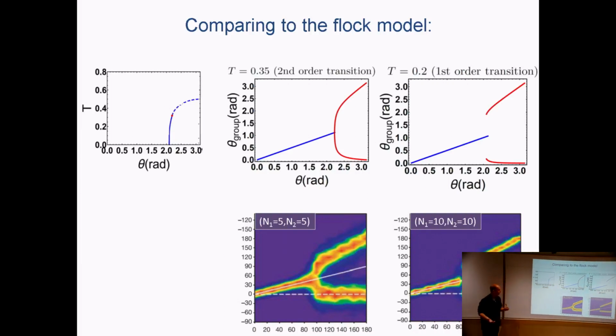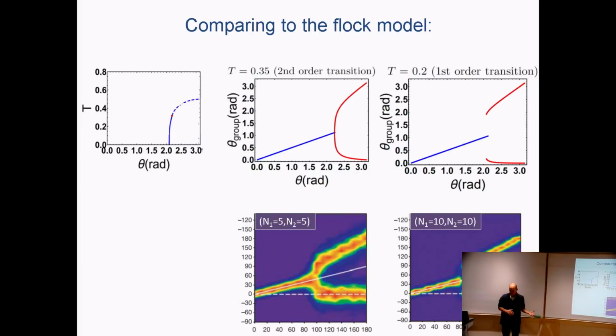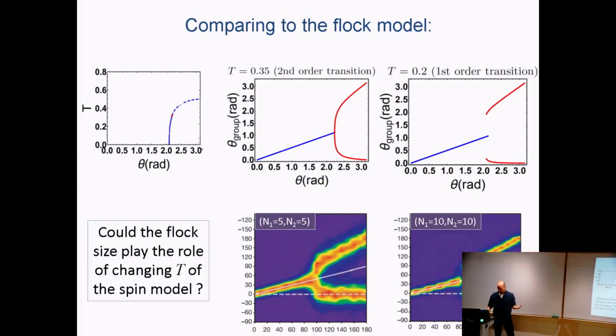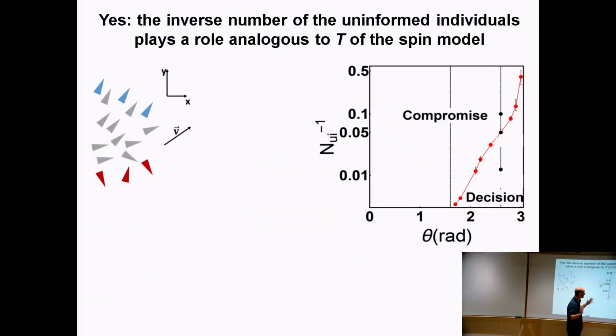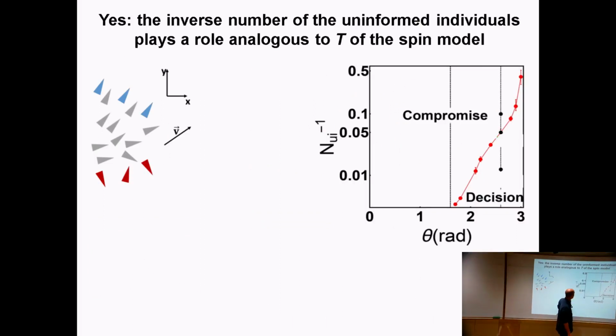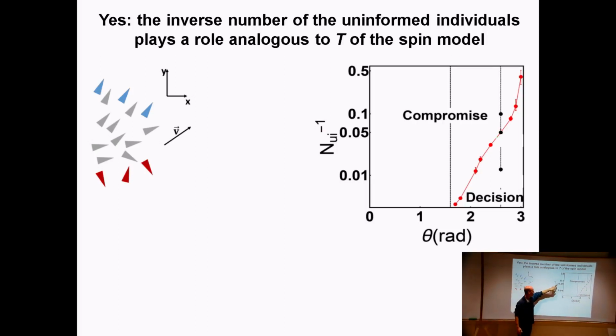So can temperature and number be the equivalent of each other but inversely related? So the answer is yes. So we run many of these simulations. This was the most time-consuming part of this project, because as I told you, as soon as you increase the number of these uninformed individuals, these simulations tend to break up and you have to start everything all over again.